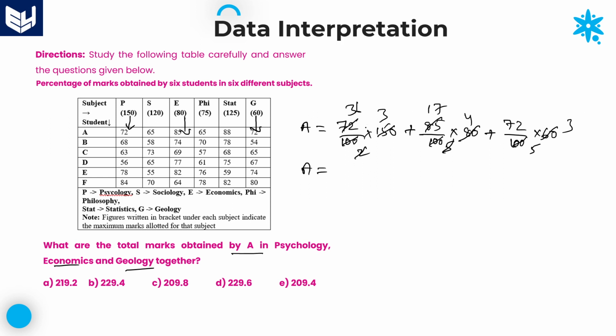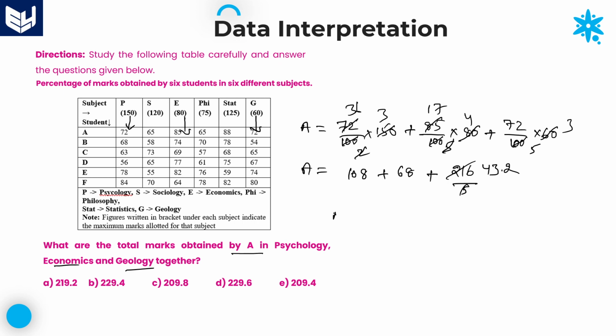First you can calculate this one. 36 into 3, that is 108, plus 17 into 4, 68. 17 fours are 68. After that, 72 into 3 divided by 5. Here, this value is 216. 216 divided by 5, which is nothing but, here it is 4 times 20, 16. 16 means 3 times, and then point, and then 1 is remainder, 10. 10 means 2 times. 43.2.